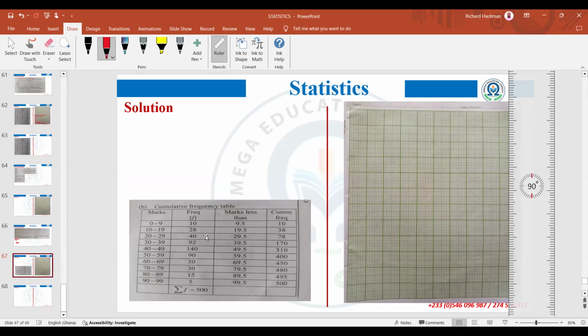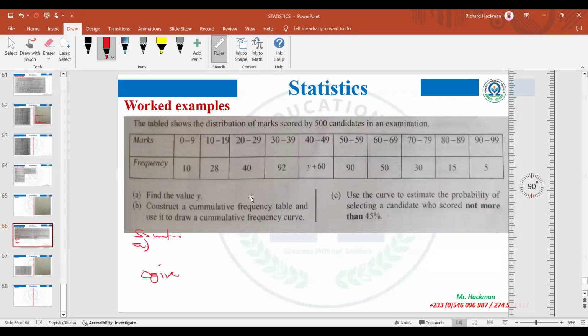You are going to, and the sum of everything here should give you what? 50. So we know that, so let's say 500. Okay, so if you come there, I think we can even do it mentally. So in actual fact, what we are going to get will be this: 10 plus 28 plus 40 plus 92 plus 60 plus 90 plus 50 plus 30 plus 15 plus 5 plus y should be equal to 500. So you add everything, then you subtract it from 500, and that will give you your y.